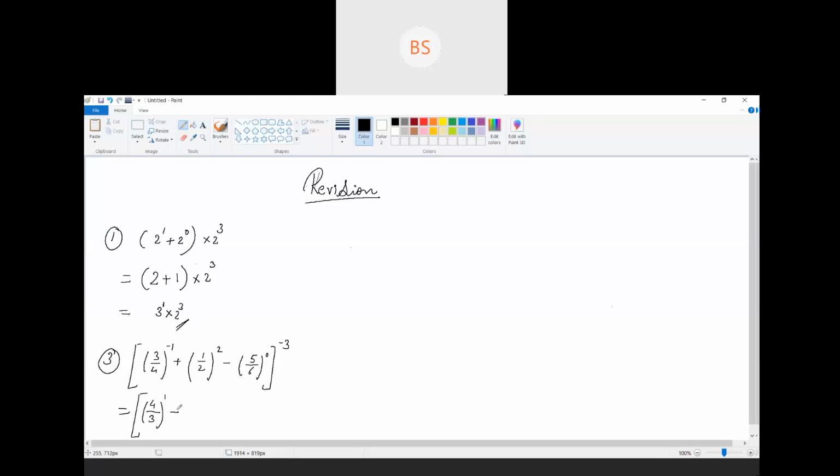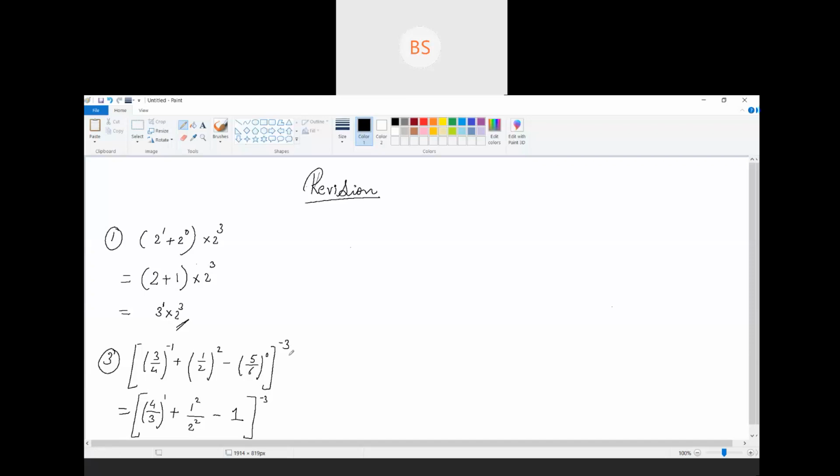Correct. Plus. Now here 1 upon 2 raised to 2 is there. Now when I say 1 upon 2 whole raised to 2, it means 1 square upon 2 square. Right? So I can write the exponent separately for numerator and denominator. Then we have a minus sign. And here I have 5 upon 6 raised to 0. Now whenever the power is 0, the answer will be 1. So minus 1. Then close the bracket and write minus 3 as it is.